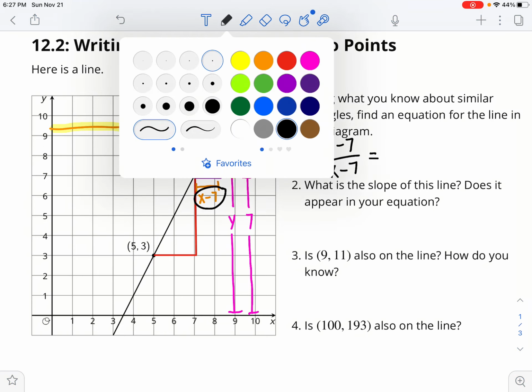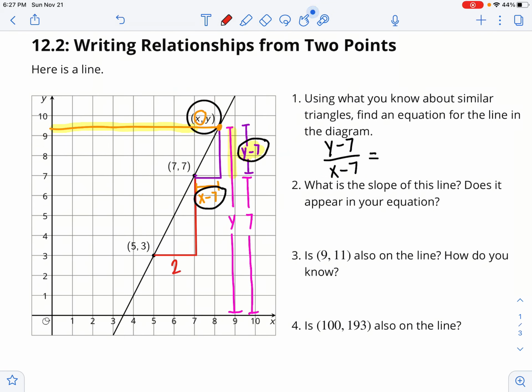And we can see the triangle in red is 2 units wide and 4 units tall. And so it has a slope of 4 over 2, which is of course the same thing as just 2, which means that y minus 7 over x minus 7 has to be equal to 2. And again, the reason is because we have 2 slope triangles here, right? We've got our purple slope triangle with a base of x minus 7 and a height of y minus 7. And the vertical over the horizontal has to be equal to this slope triangle in red, 4 over 2.